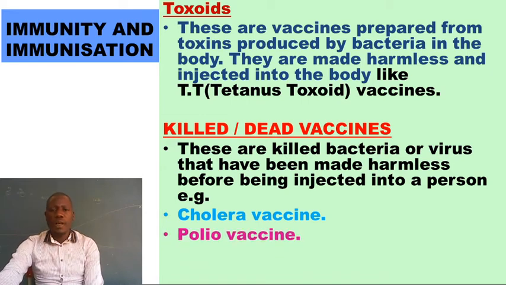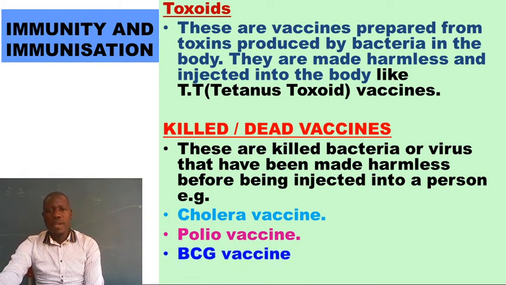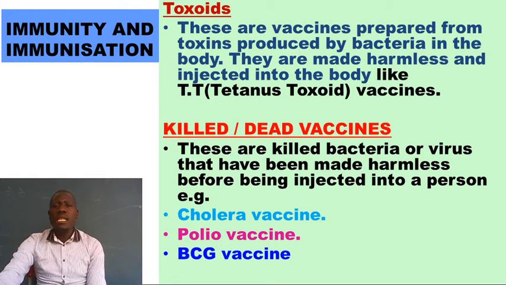Then we have the polio vaccine, the same way. Polio is also spread by cockroaches and the housefly, and polio is caused by a virus. So they do the same. They kill the virus, they make chemicals out of it, and they introduce these chemicals into our body. And then we have the BCG for tuberculosis, the same way. The bacteria that cause tuberculosis are killed and then introduced into the body, so that when the live bacteria that cause tuberculosis enter the body, they will find the body is alert to kill them.